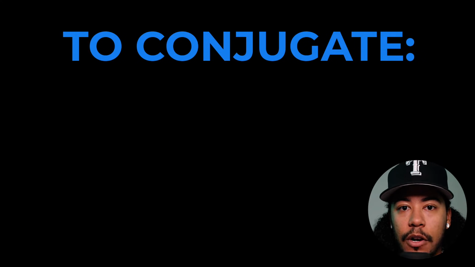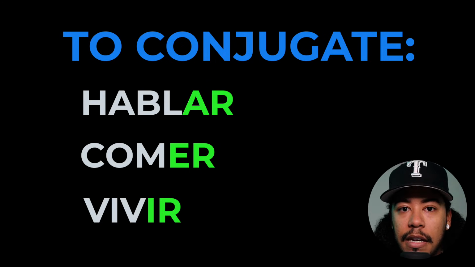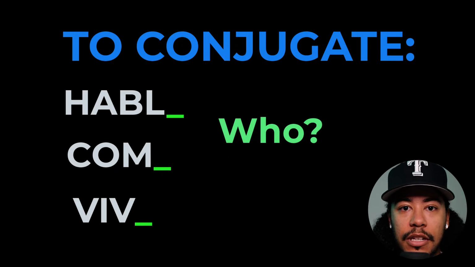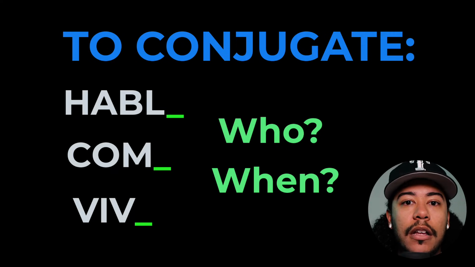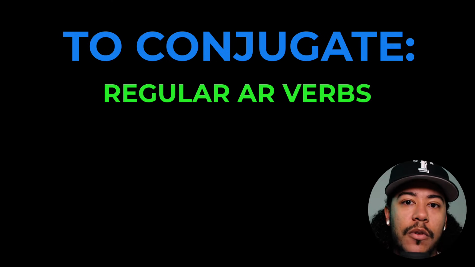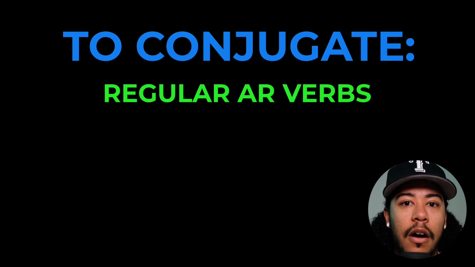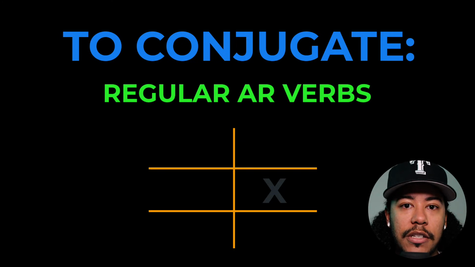To conjugate a verb, you remove this AR, ER, or IR ending and add a new ending that tells you who is doing the action and when they did it. So in this lesson, you'll know that all of these conjugations are for the present tense. Let's start with AR verbs. To conjugate a verb ending with AR, you first remove that AR ending and then you add on one of the following conjugations depending on who you're talking about.